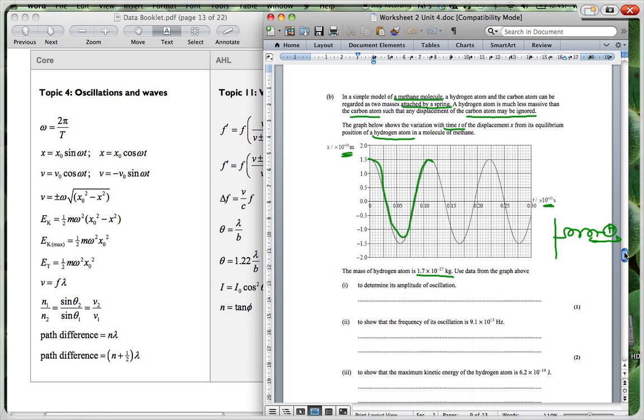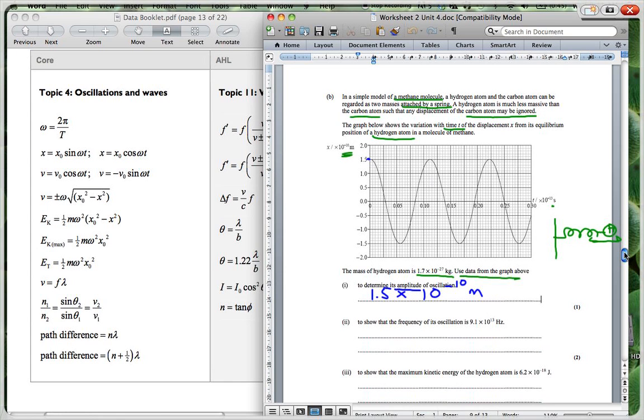Okay, so we need to use the graph. We've got to work from our graph. All the information should be there. Let me just clean up the graph a bit. Okay, so to determine the amplitude. Now the amplitude is basically our x0. It's going to be this 1.5, this highest point over here. So it's going to be 1.5, but don't forget your multiplier, times 10 to the minus 10 meters. So that would be your answer to that.